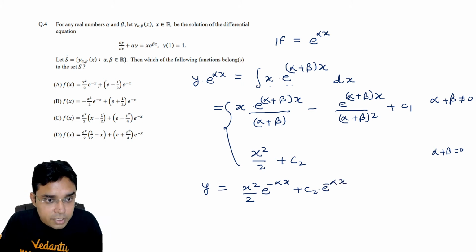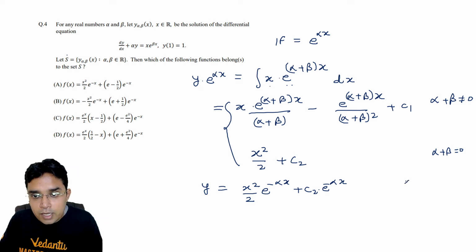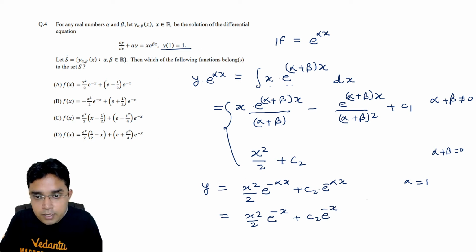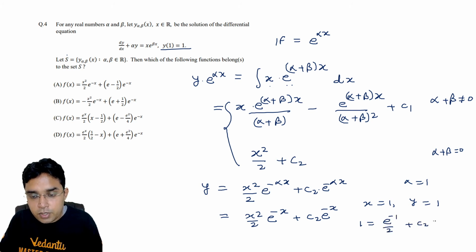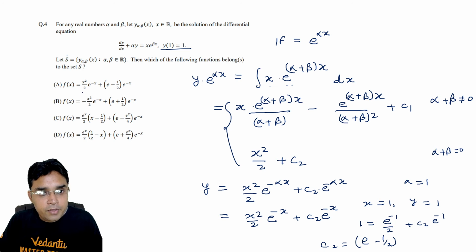Now, to see if A is correct or not, we can put alpha is equal to 1 here. In that case, this will become x square upon 2 e power minus x plus c2 into e power minus x. Now, because y of 1 is equal to 1, if we put x is equal to 1, y should be equal to 1. We get 1 is equal to e power minus 1 upon 2 plus c2 into e power minus 1. So the value of c2 comes out to be e minus 1 upon 2. So you can check, A seems to be correct.